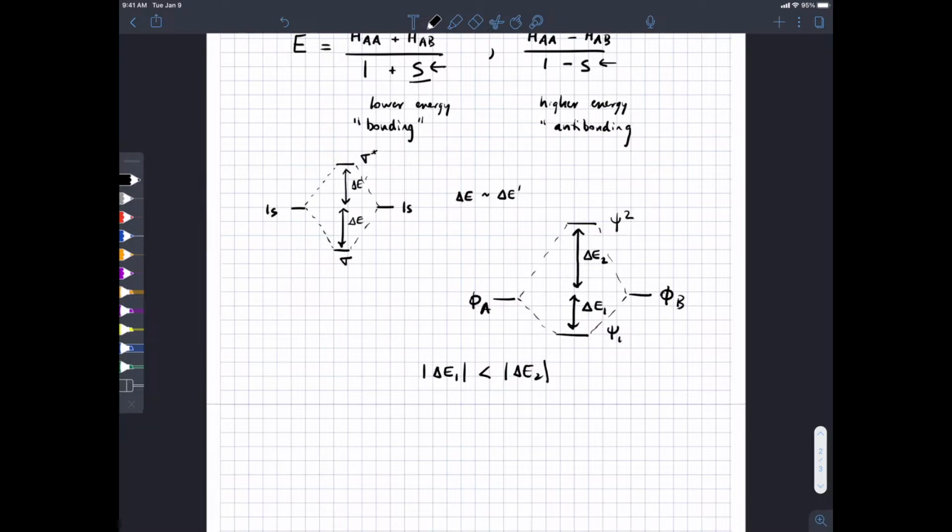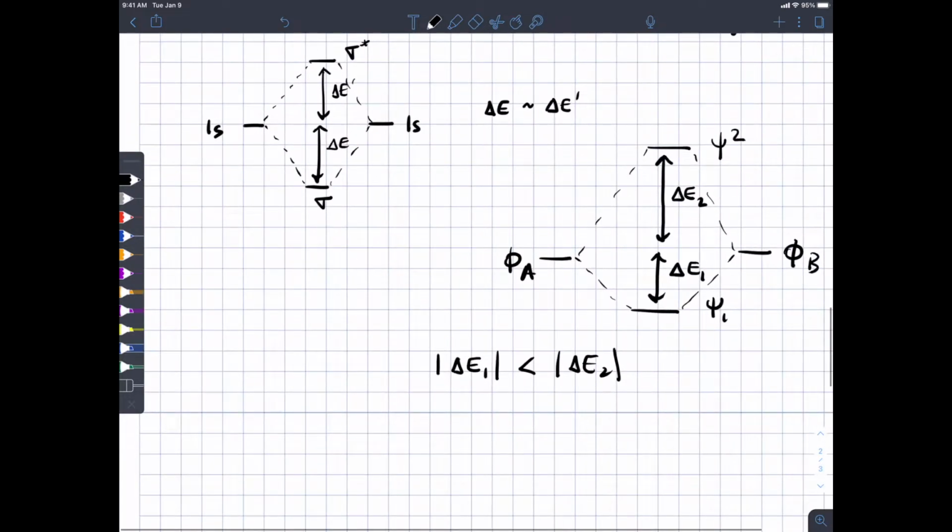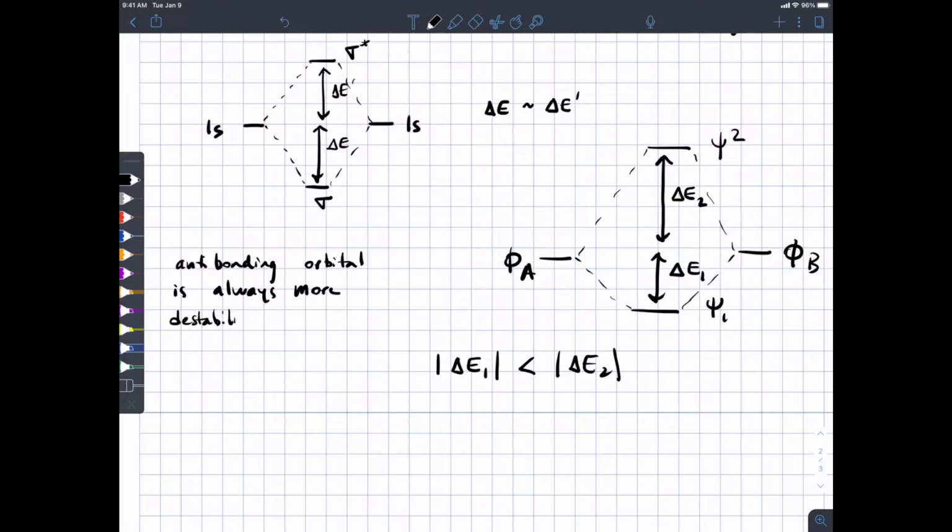That seems a little bit... No, that's actually how I wrote it in my notes. Can we say that more clearly? I don't know. The antibonding orbital is always more destabilized than the bonding orbital is stabilized.